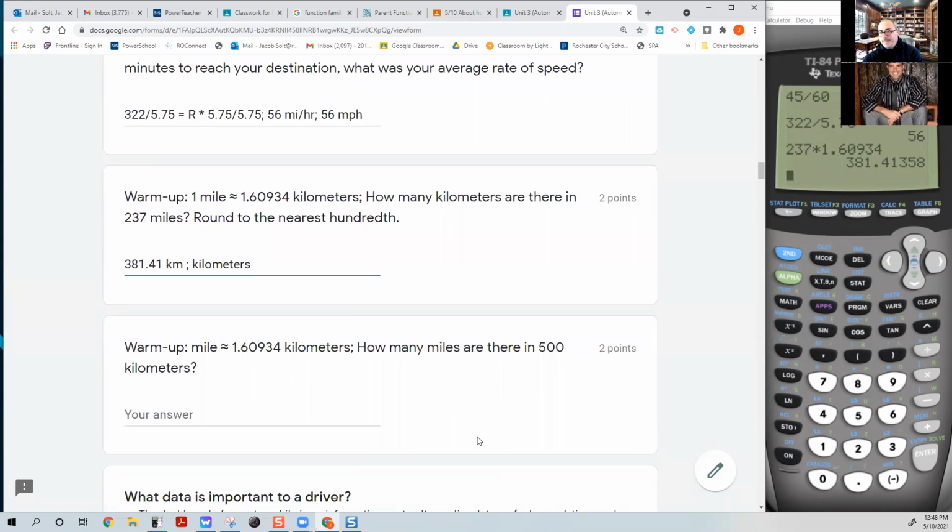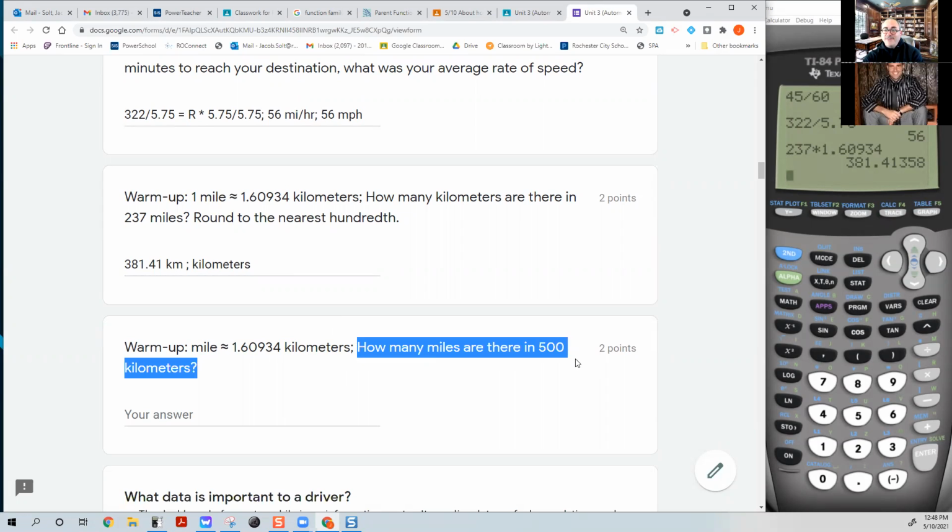Woof. One more of these. Same idea, same conversion, but now how many miles are there in 500 kilometers? This one takes a little more thought, because now I have 500 kilometers. I would like to turn that into miles using this conversion factor.